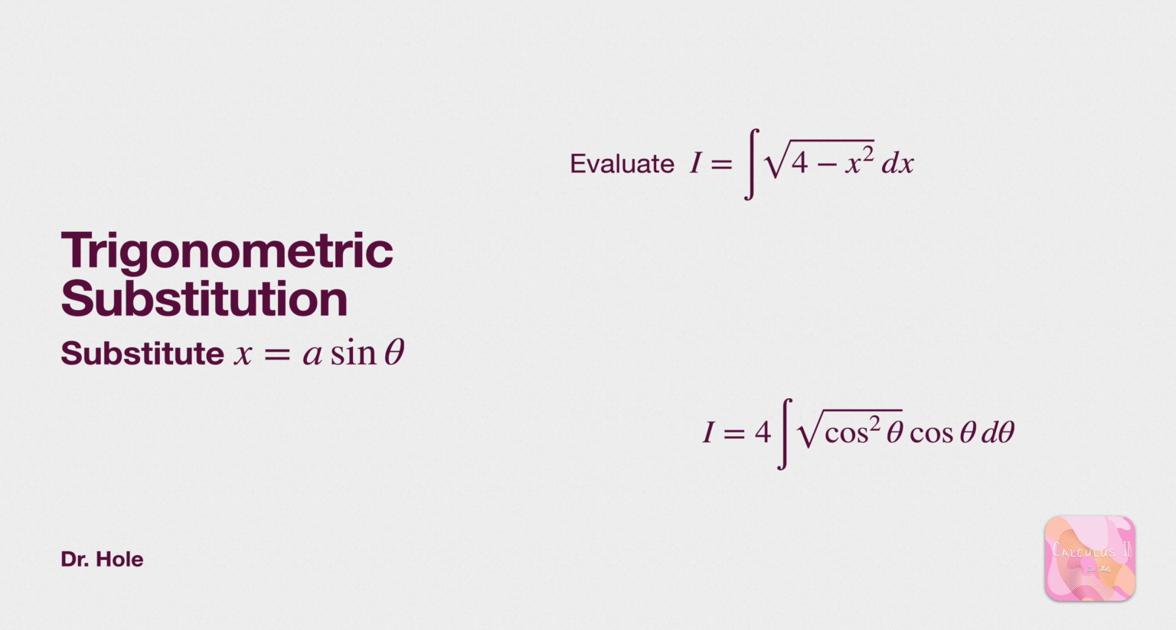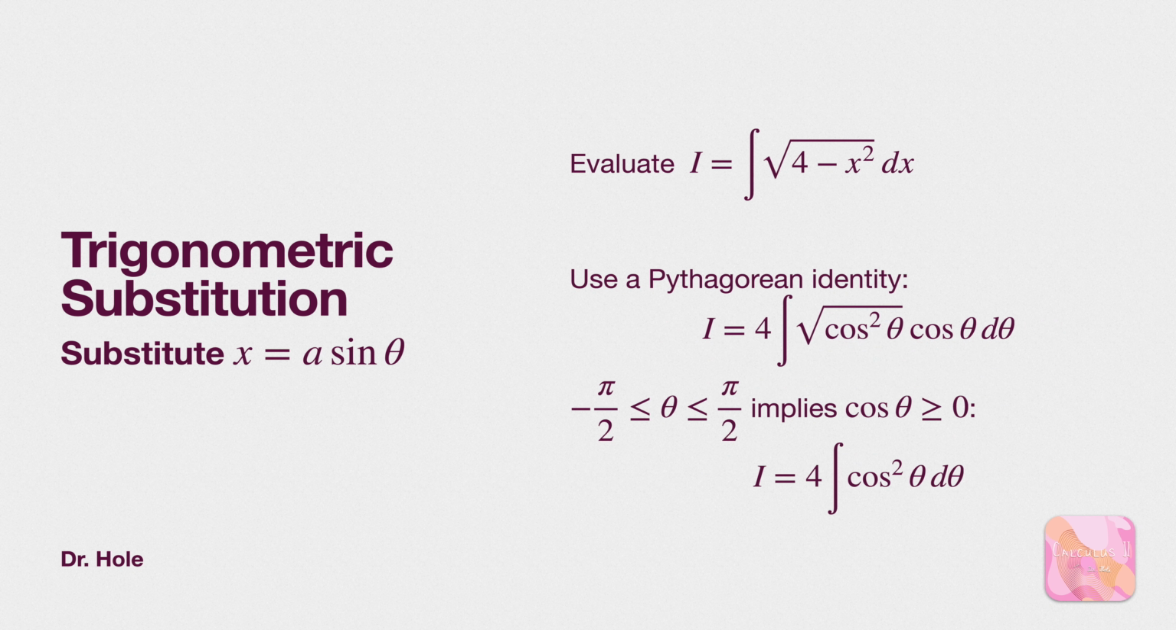On the other hand, we know that theta has a restriction. That theta is angles from negative pi over 2 up to pi over 2, which means that cosine is going to be non-negative. And so because cosine is non-negative, this radical of cosine squared can be simplified as just cosine. So that we get cosine times cosine, or integrand cosine squared.